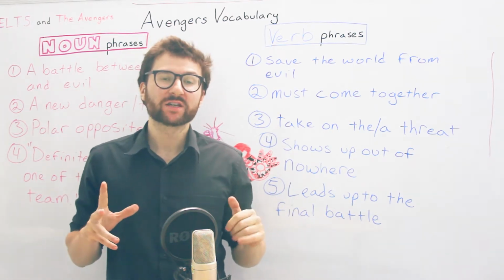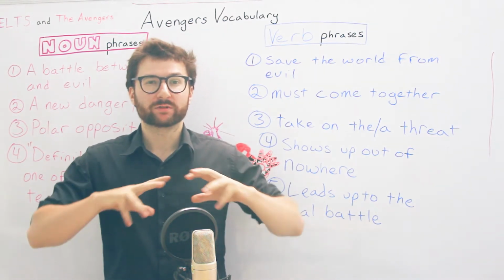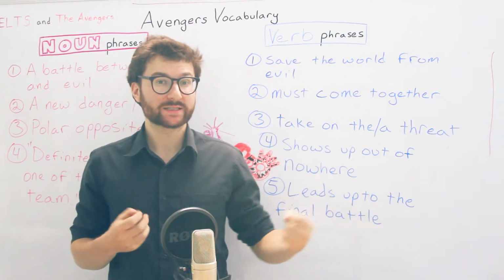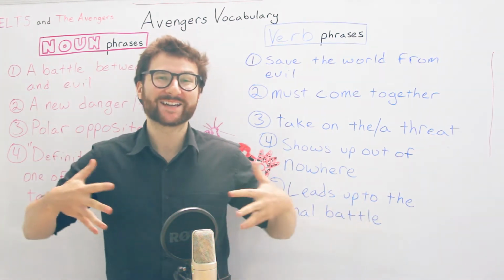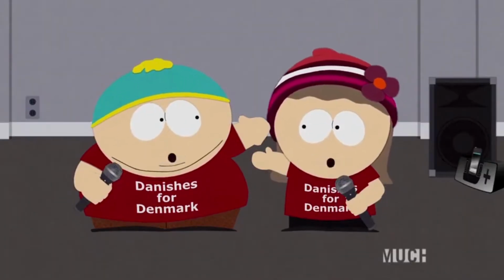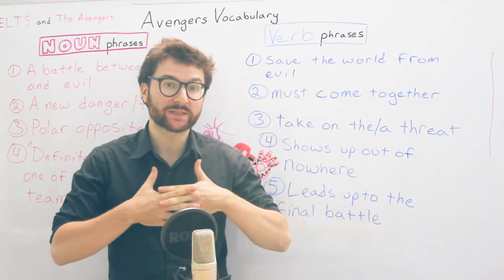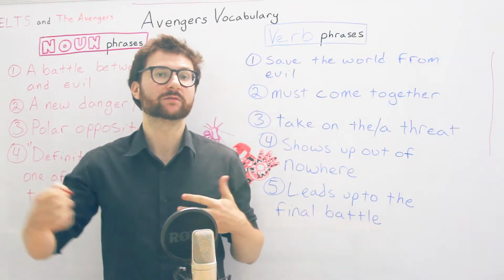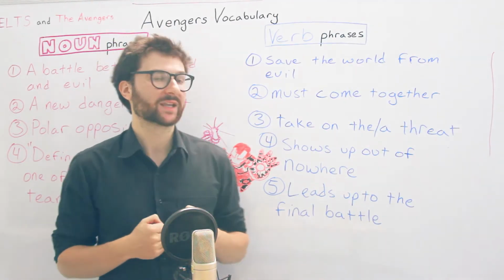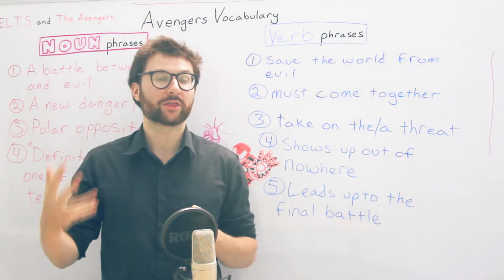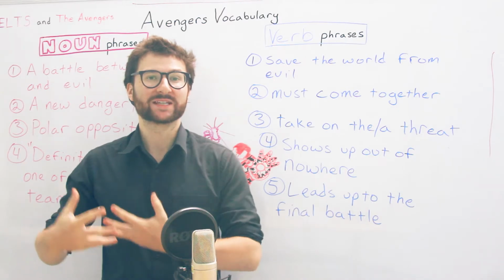Must come together. Usually, in a movie where there's a team of superheroes, they don't want to work together. Just like in the Justice League or in the Avengers. So they must come together. Let's come together as a team. Work together to defeat the evil villain. They also must take on the threat or take on a threat, and that means to fight something dangerous.